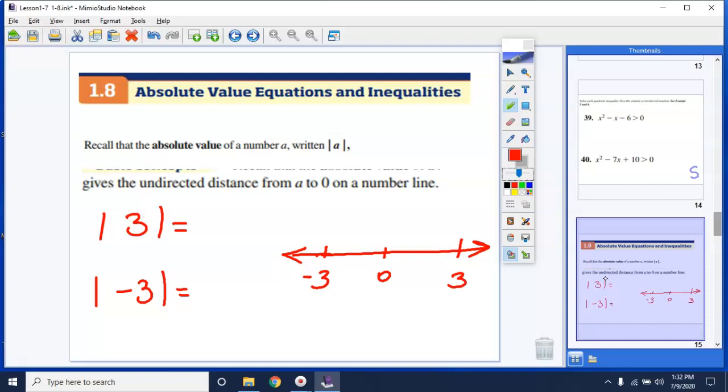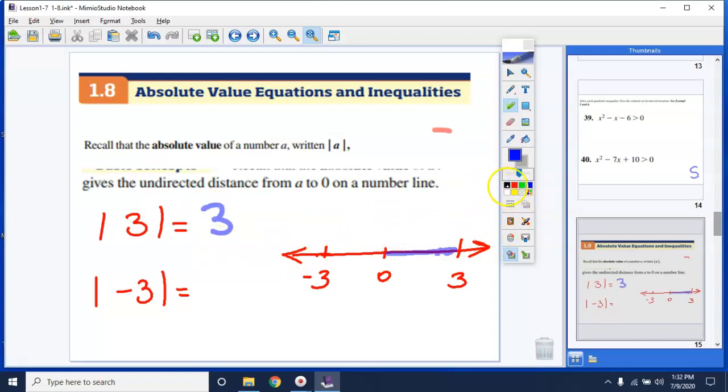First of all, let's have a look at the definition of absolute value. Absolute value is the distance from your number to 0. So when we have the absolute value of 3, we mean that we are looking for the distance from 3 to 0. What's the distance here? 3 to 0. It's just 3 units away, so my answer should be 3.